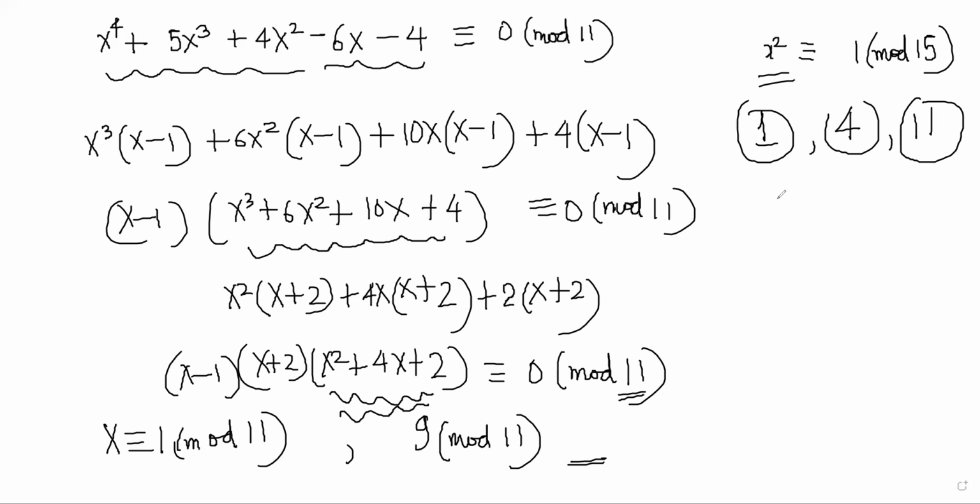And let's see, 12, 144 is not working out. 13, no, 169 is also not working out. 14, 196 might work out. Yes, 196 works. So there are 4 roots coming.